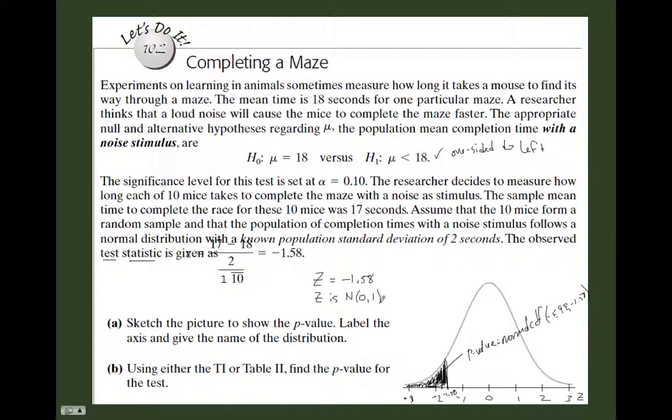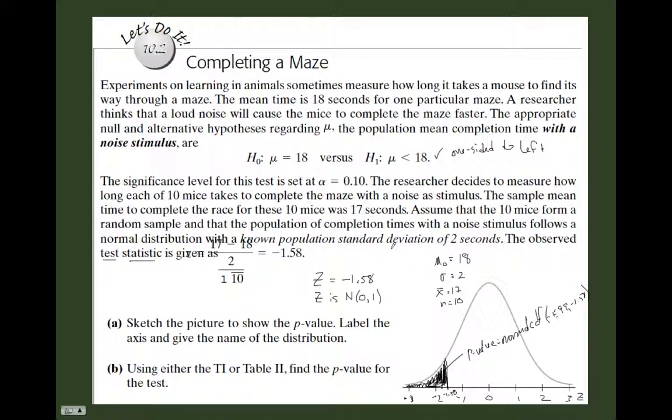So what we can do is go to the calculator, and I have to remember all these details here. So we're told that we have a population. Let me just summarize it here. Mu sub 0 is 18, sigma is 2, x bar is 17, and n is 10. This is the information I'm going to need to put in the calculator.